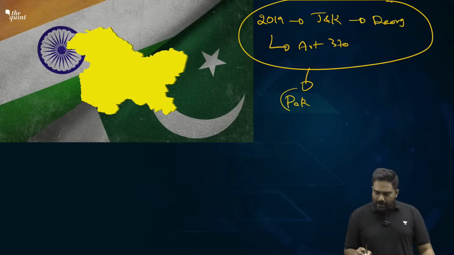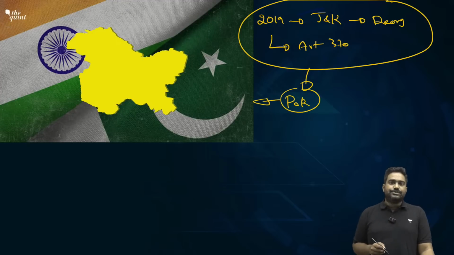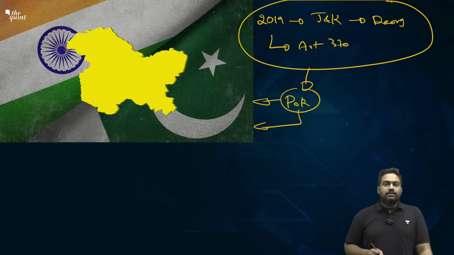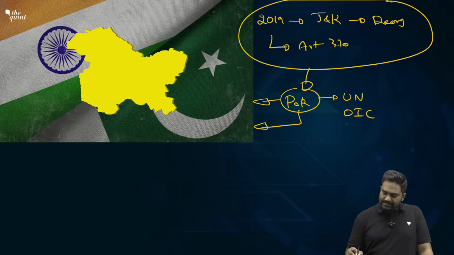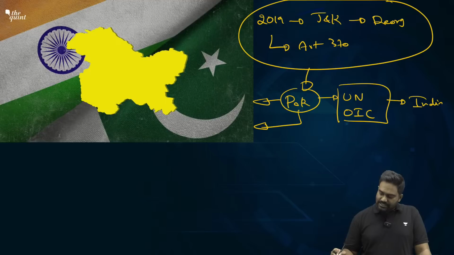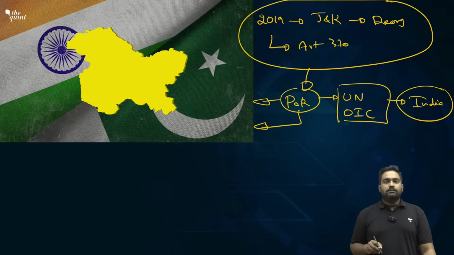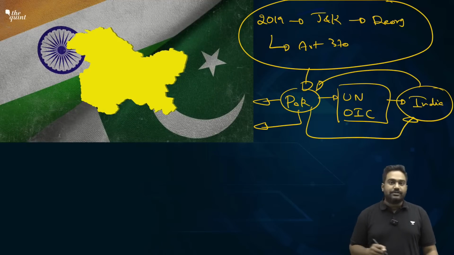After this move by India, Pakistan rejected the changes and it raised the issue at global platforms, including at United Nations and Organization of Islamic Cooperation. It accused India of changing the status quo over the Kashmir issue. But India rejected all these statements from Pakistan as interference in our internal matters.